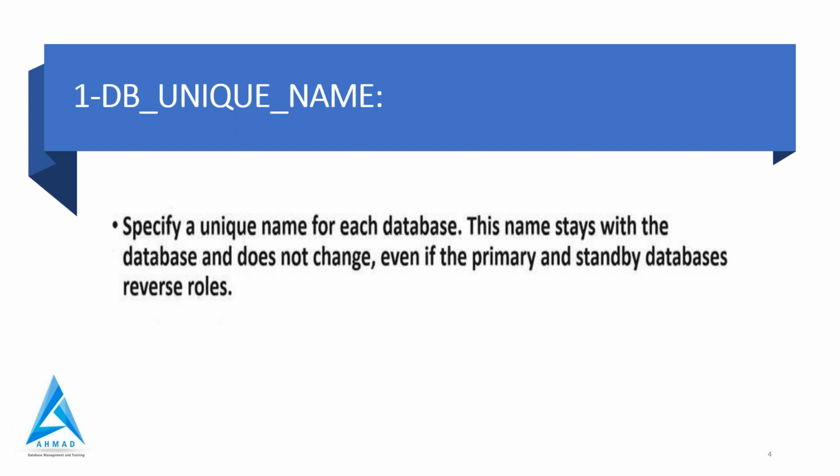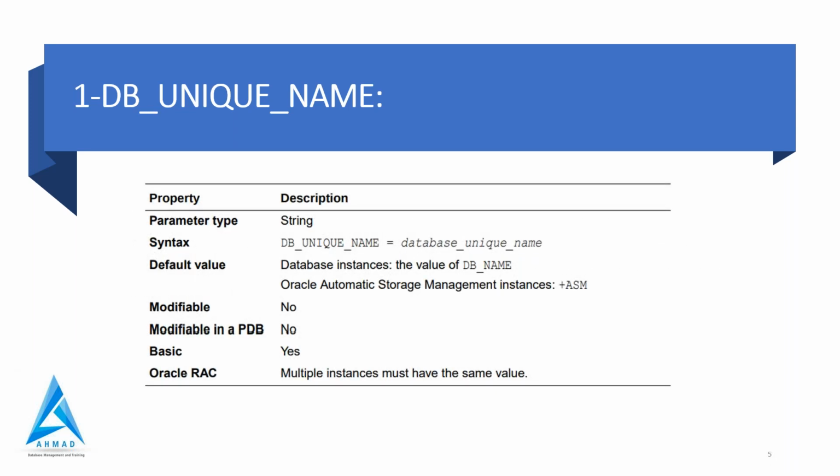These are the descriptions of this parameter. The syntax is DB_UNIQUE_NAME equals to the DB unique name, and the default value is the database instance name. It is not modifiable, not modifiable in a PDB, and in Oracle RAC, multiple instances must have the same value.